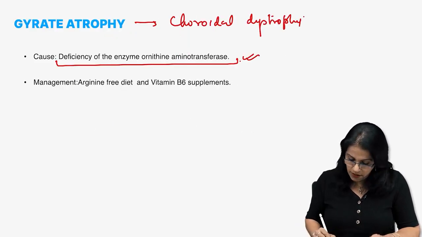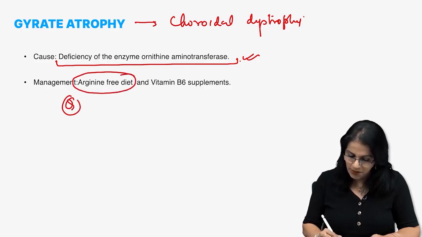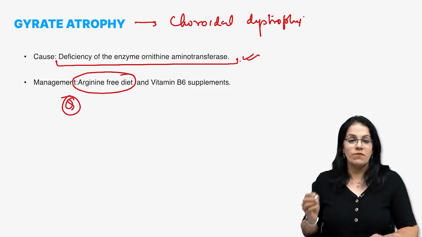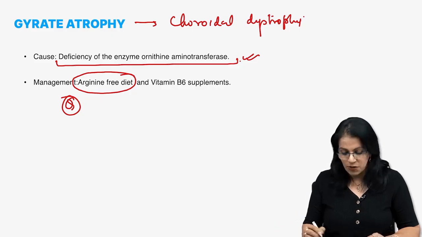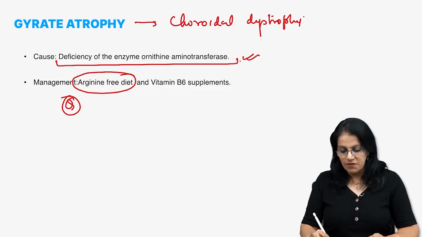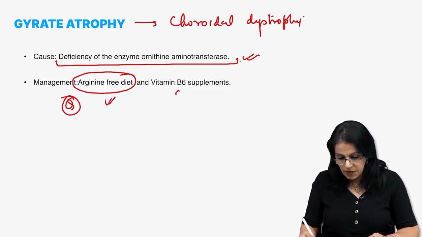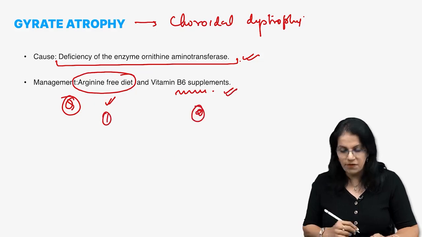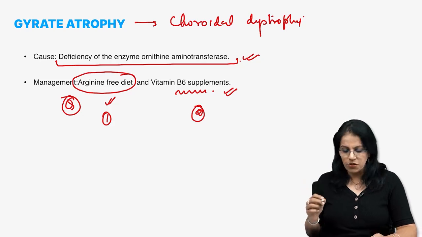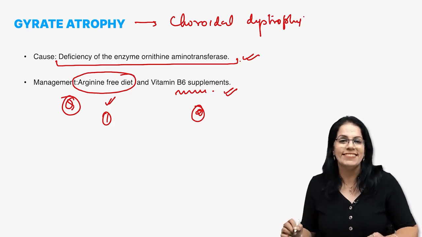Question was, what is the treatment? Arginine free diet. So, this is your question. Because why? Arginine is a precursor of ornithine. Remember that. So, the patient is kept on an arginine free diet, and sometimes some patients with vitamin B6 supplementation can benefit from this condition. But yes, the question was on arginine free diet.